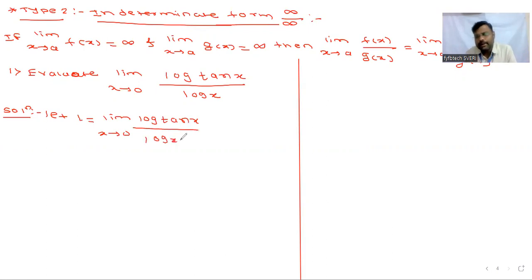Okay. So when you put the value x equal to 0, what do you get as the answer? X equal to 0, log 0, infinity. Tan 0, 0, log 0, infinity.